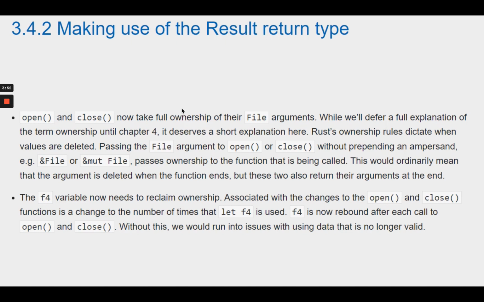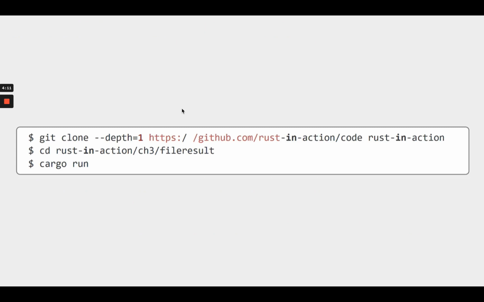Associated with the changes to the open() and close() functions is a change to the number of times that let f4 is used. f4 is now rebound after each call to open() and close(). Without this, we would run into issues with using data that is no longer valid. To run the code in Listing 3.8, execute these commands from a terminal window.